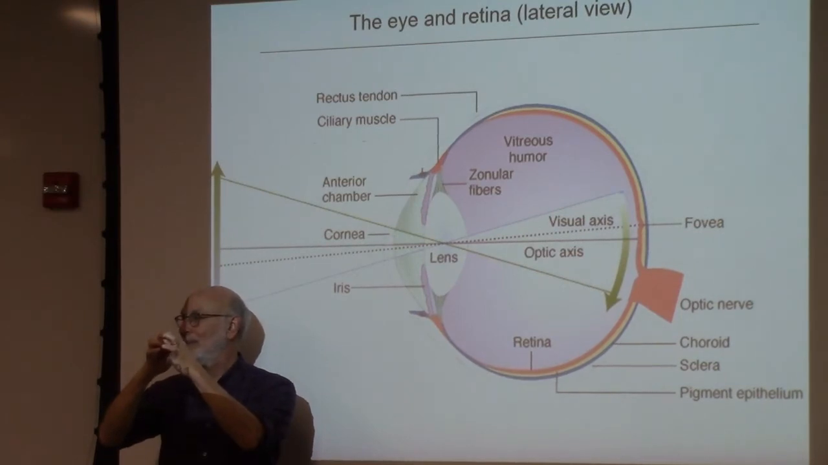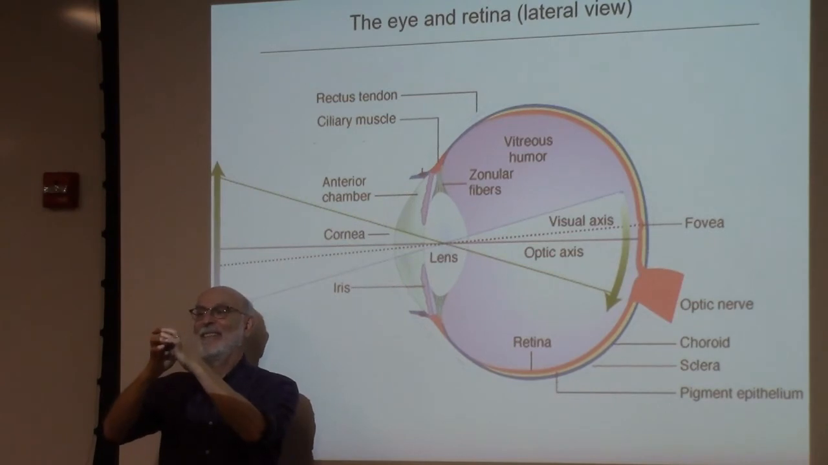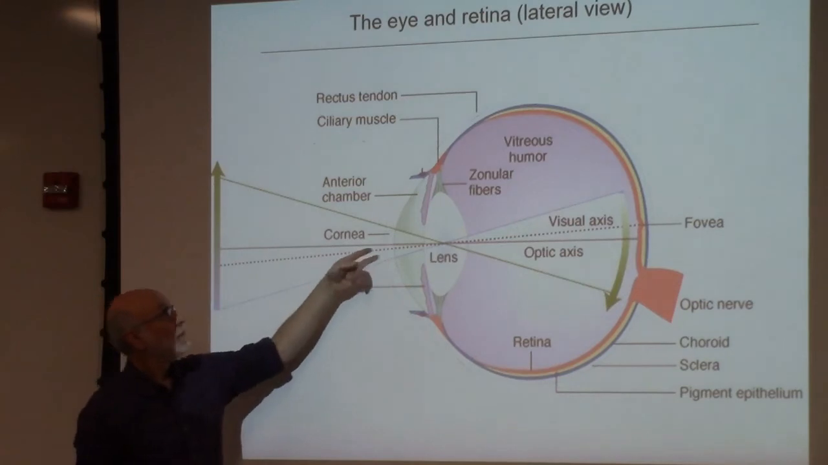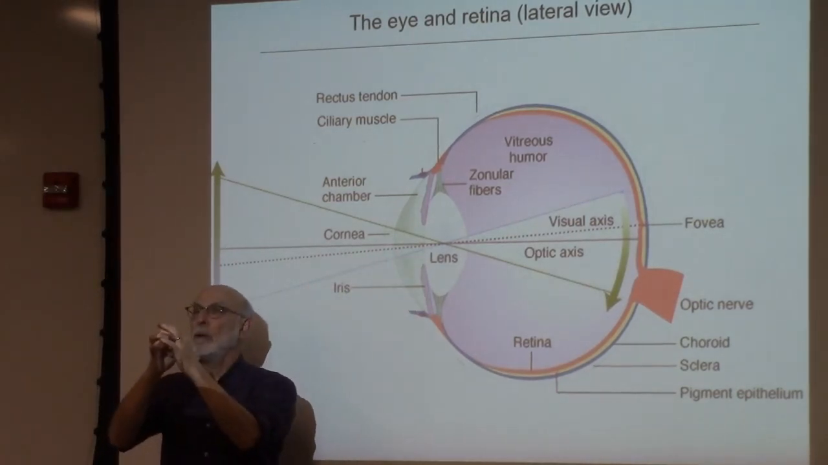Constricting. You like that word? Yeah. Constricts or dilates. The pupil is the hole in the middle of the muscle.